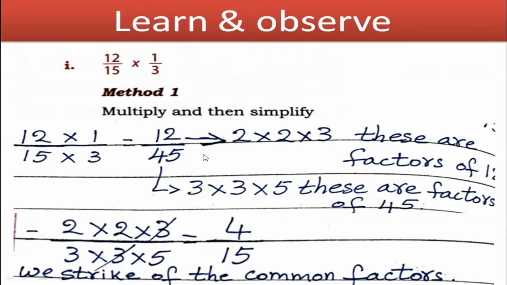Likewise for 45. 45 divided by 3 is 15, 15 divided by 3 is 5. So here the factors for 45 are 3 into 3 into 5. Now we have to strike off the common factors: 2 into 2 into 3 by 3 into 3 into 5. So the numerator 3 and denominator 3 we can cancel. Now the remaining is 2 into 2 is equal to 4, and 3 into 5 is equal to 15. So our answer is 4 by 15. Okay children?